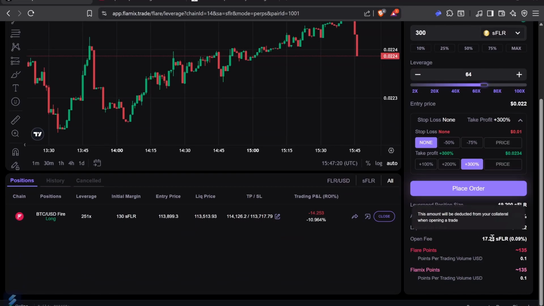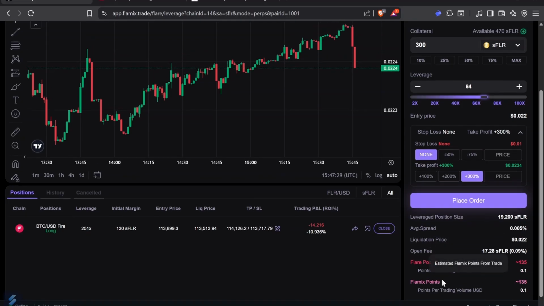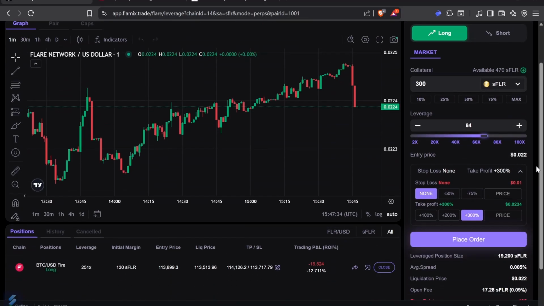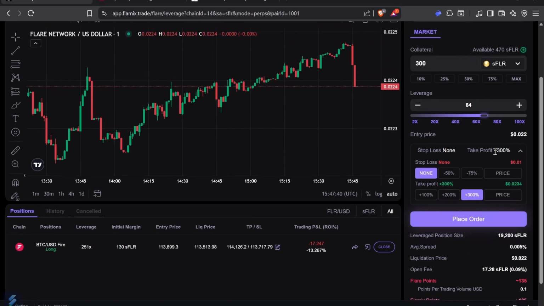The opening fee is going to be 17.28. And then I'm going to get some nice Flare points and Flamix points as well. Flamix points, I didn't get exactly what they're for, but yeah. And then I want to see my liquidation price. Here it is. At 0.22, I get liquidated in this case.